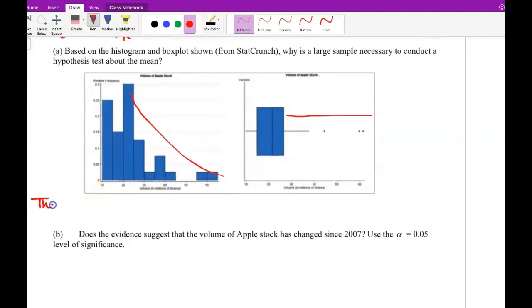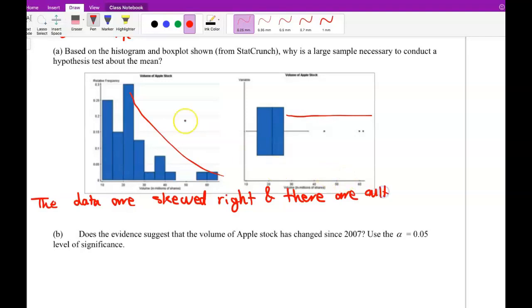So the data are skewed, right? And there are outliers. That's why we need our sample size greater than or equal to 30.